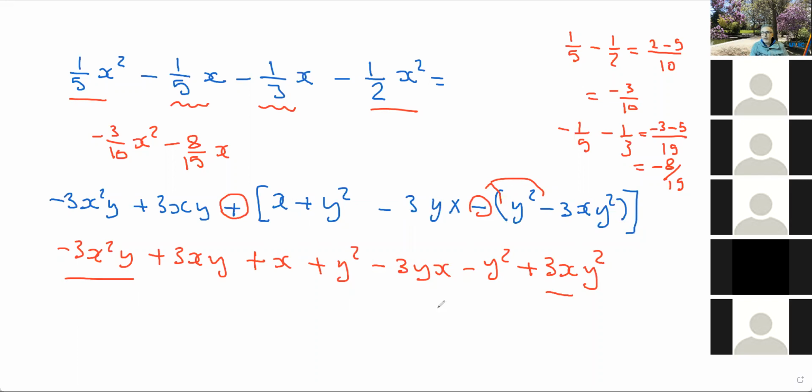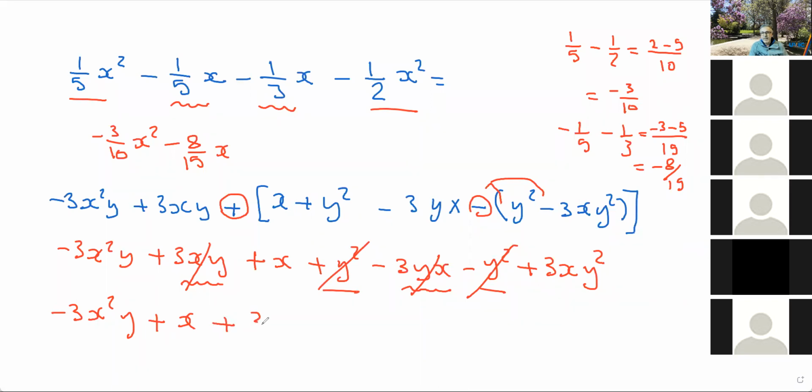So these are not like terms. Almost got me. So these are like terms right here. And this also, these are like terms. Otherwise, we don't have anything that's like terms besides these two right here. So rewrite this as -3x squared y plus 3xy minus 3yx. They cancel because it's 3 minus 3, so they just cancel. Now plus x plus y squared minus y squared also will cancel because 1 minus 1 is 0.